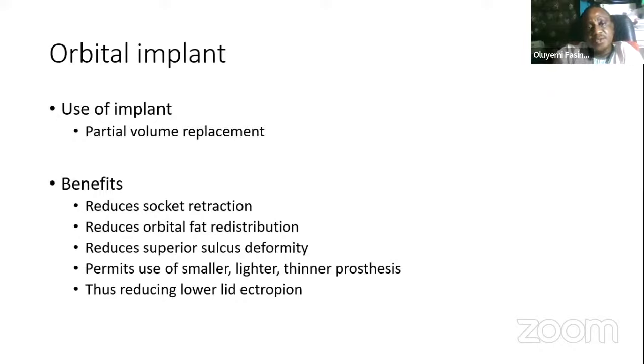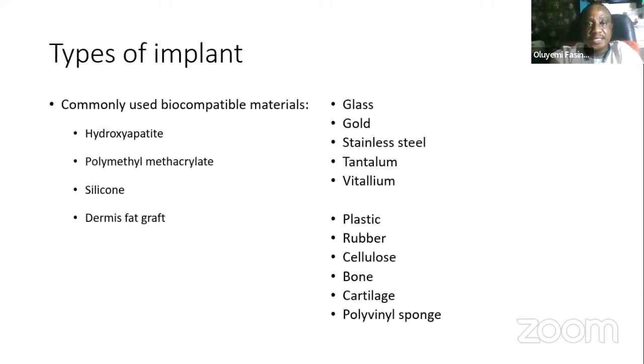Also, the use of implants permits the use of smaller, lighter, and thinner prostheses, so that you are not going to use a very thick prosthesis, because the thicker the prosthesis, the less the excursion of the prosthesis with eye movements, and ultimately the cosmesis is not going to be as good as it should be. Also, there is reduction of lower lid ectropion and so on. These are the advantages, or the benefits, of placing appropriately sized orbital implants after the eye removal procedure has been done. There are so many types of implants.